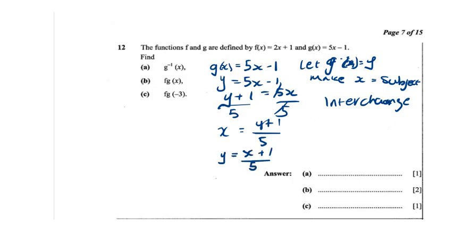Like that. And then you say therefore, g inverse of x is equal to what? x plus 1 over 5. So your answer is g inverse of x is equal to x plus 1 over 5. That's your answer. Clear? Very clear.